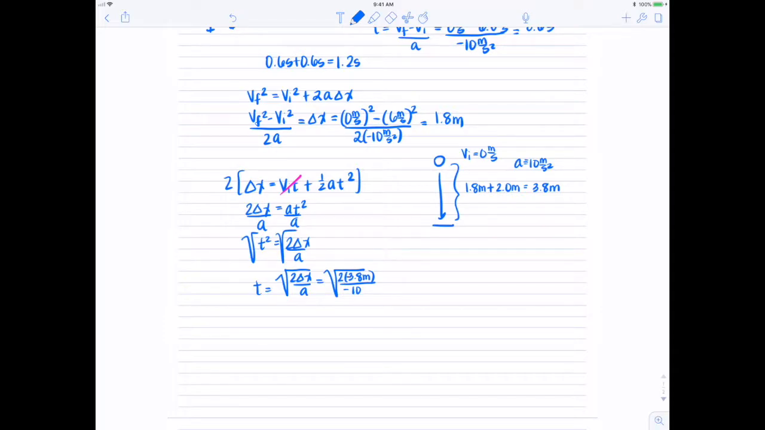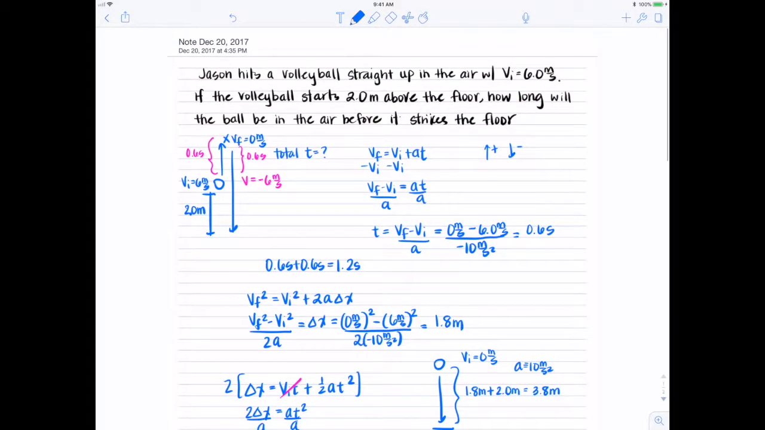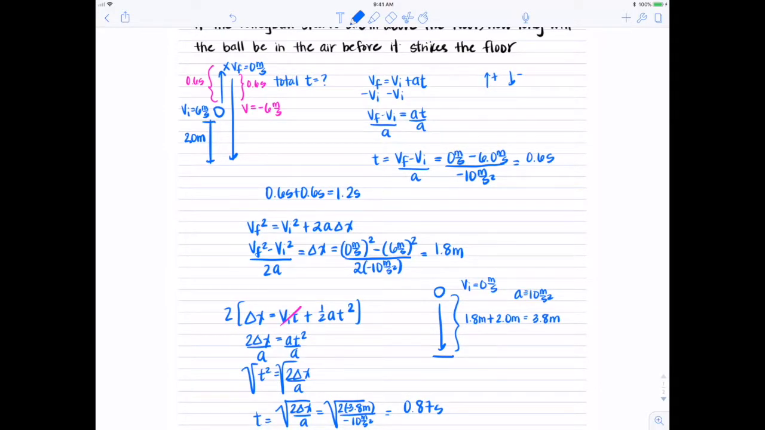And actually that 3.8 is negative because we're moving towards the floor. Okay, so let's see what we get. 2 times 3.8. So we get t for the path of the ball from its peak back down is 0.87 seconds.